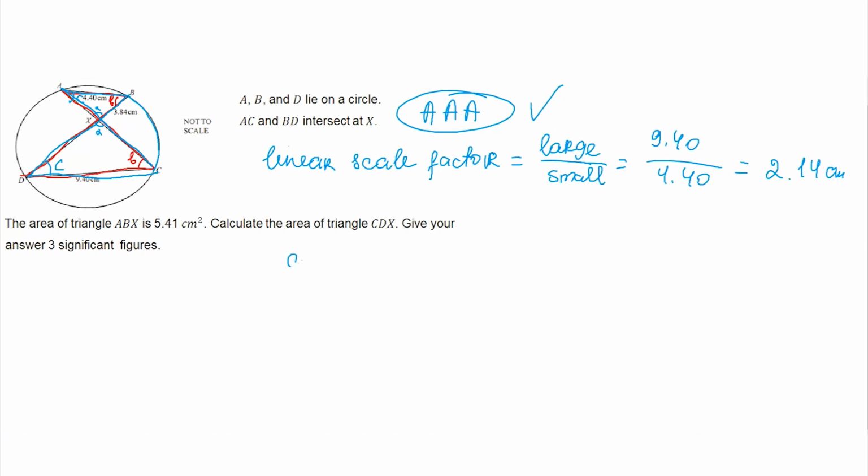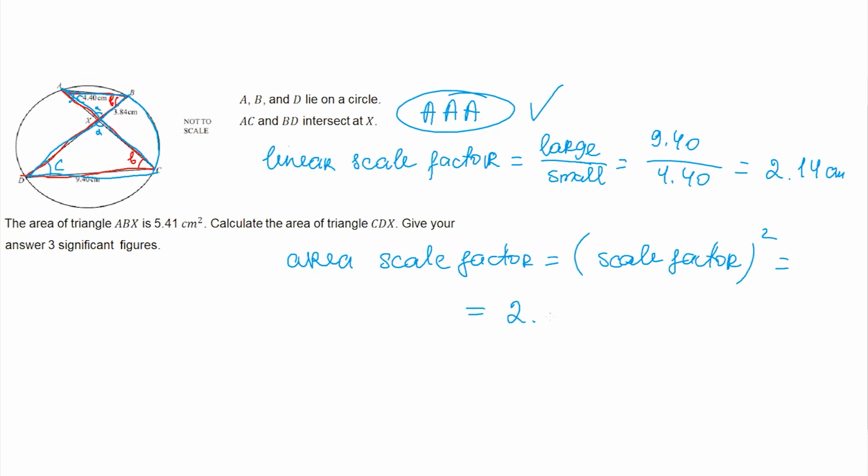Then I know that the area scale factor is equal to the scale factor squared. Then it will be 2.14 square, which is 4.5769.